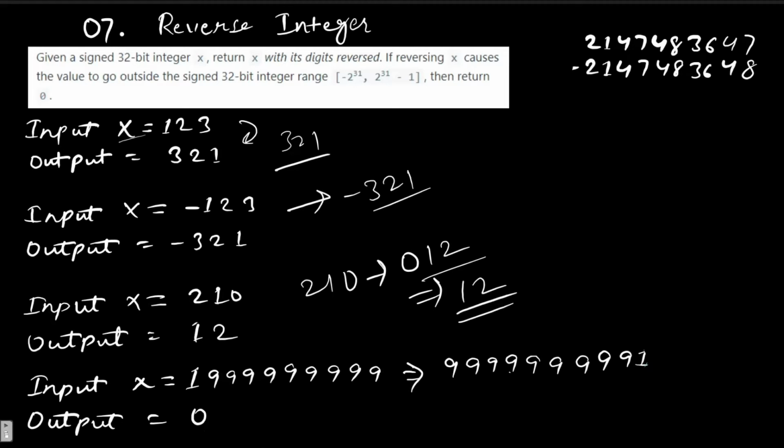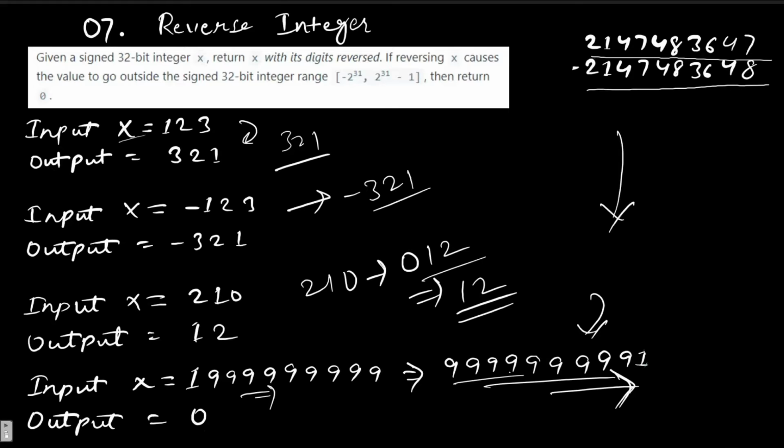But there is a case: if reversing x causes the value to go outside the integer range, we have to return 0. So we are given an integer value something like this. On reversing it is going to be something like this. We can see that it is beyond the integer limit. The maximum value that an integer can hold is 2147483647, which I have already written here, and the minimum value that an integer can hold is minus 2147483648. You can see that this value is greater than the value that an integer can hold. So in this case we have to return 0.